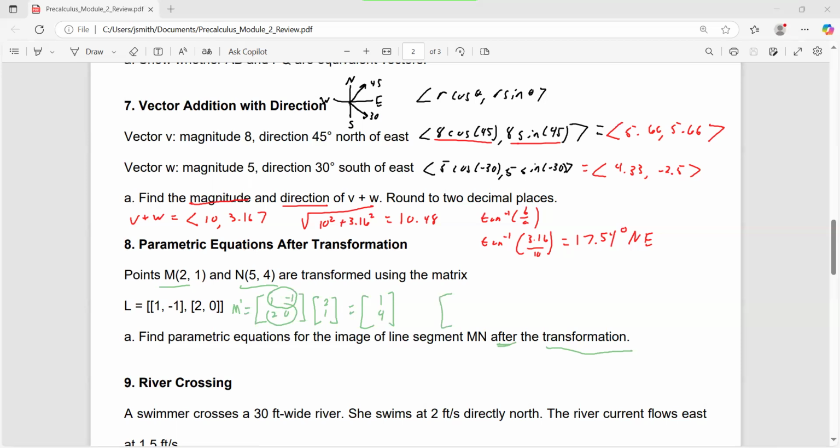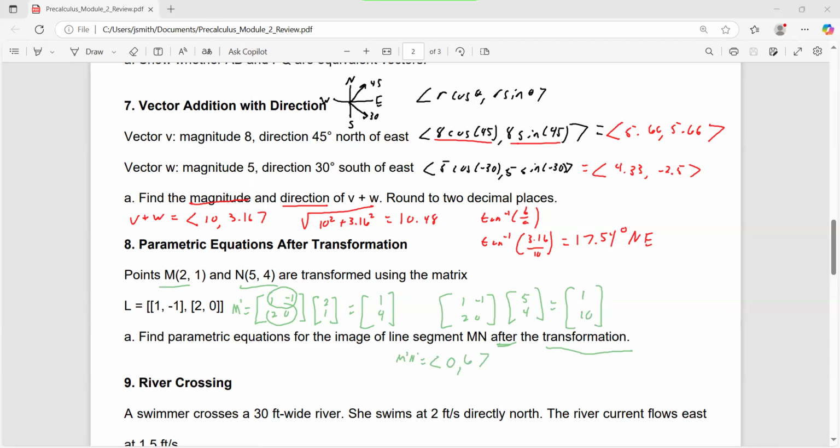Then if you do 1, negative 1, 2, 0 times 5, 4, what do you get? One, 10. Perfect. Now that you have the new points, now you can go find the line segment MN. So that would be the x2 minus x1 thing. Yeah. So 1 minus 1, 0. 10 minus 4, 6. So there's your new vector after the transformation.